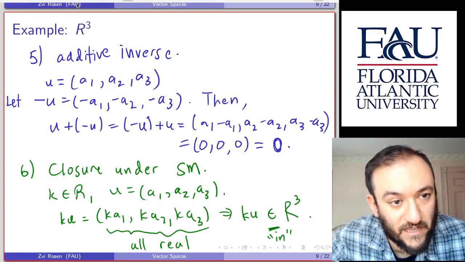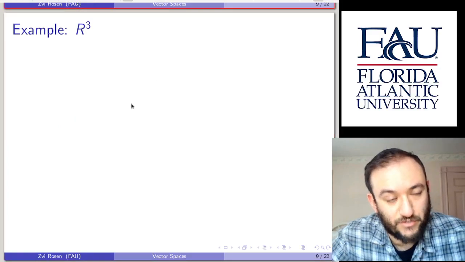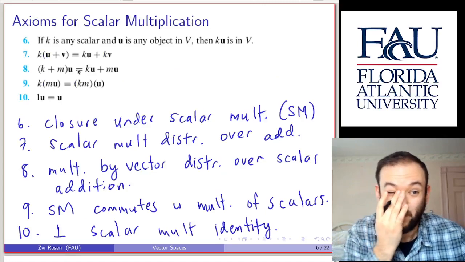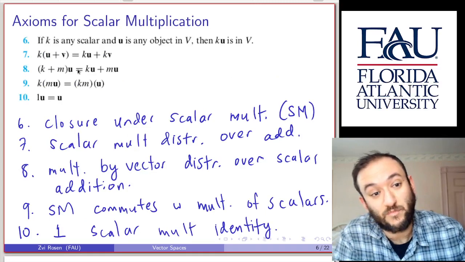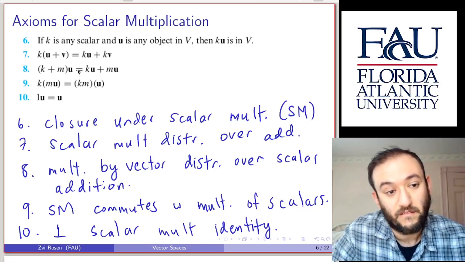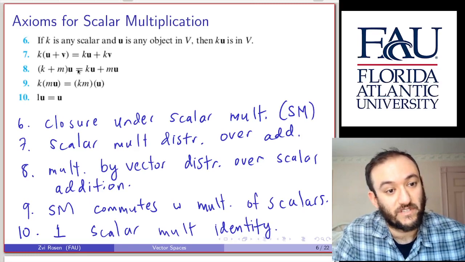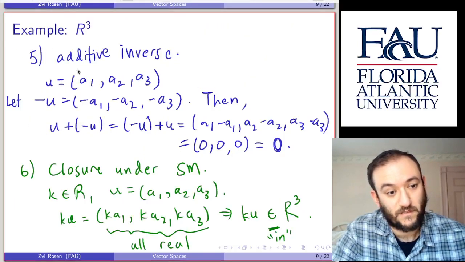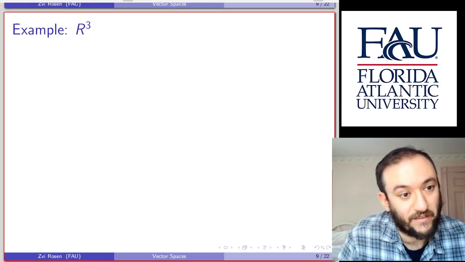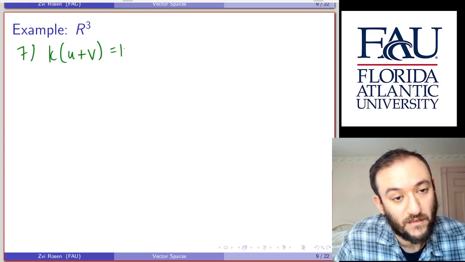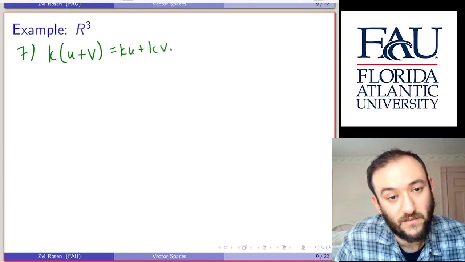Okay, now we need to check distributivity properties of the scalar multiplication. So let's recall what those are. So first of all, k times u plus v distributes, and k plus m times u distributes. And then we have associativity and identity. Okay, so 7 says k times u plus v equals ku plus kv.